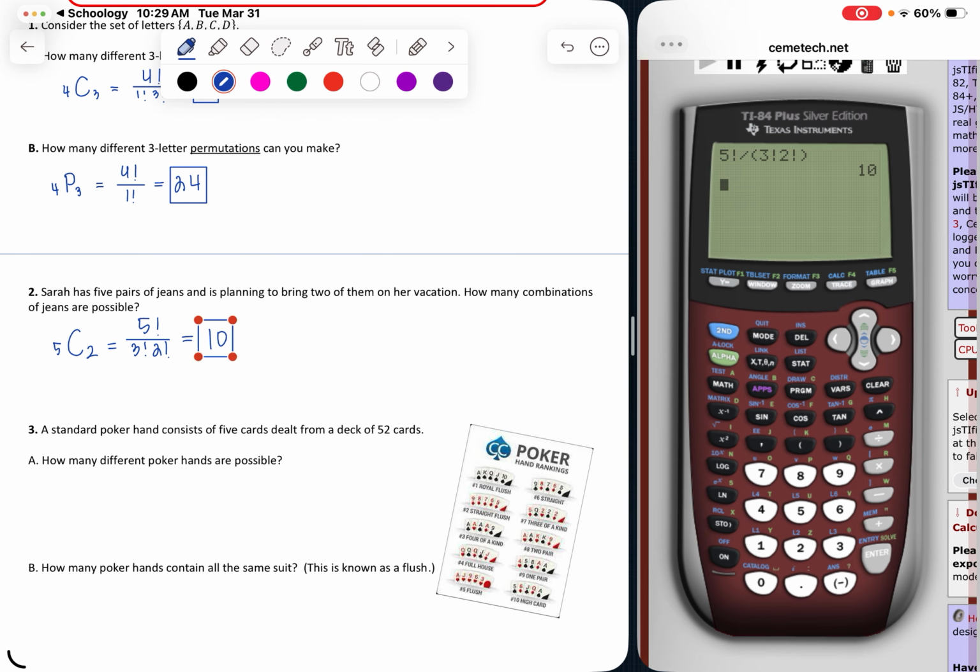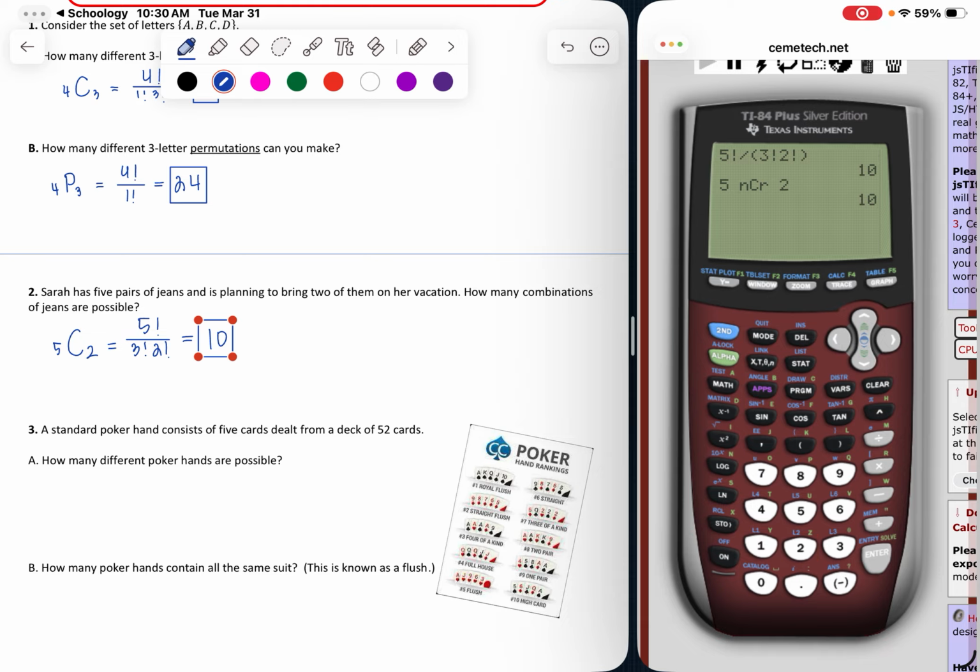Or another way of typing that is I can type 5, math, go over to probability. Option number 3 is combinations. Notice option number 2 is permutations. So option number 3, and then how many different ways can I choose? 2, enter, 10. Right? That's the faster way, so that's the way I'm going to be doing it from now on.